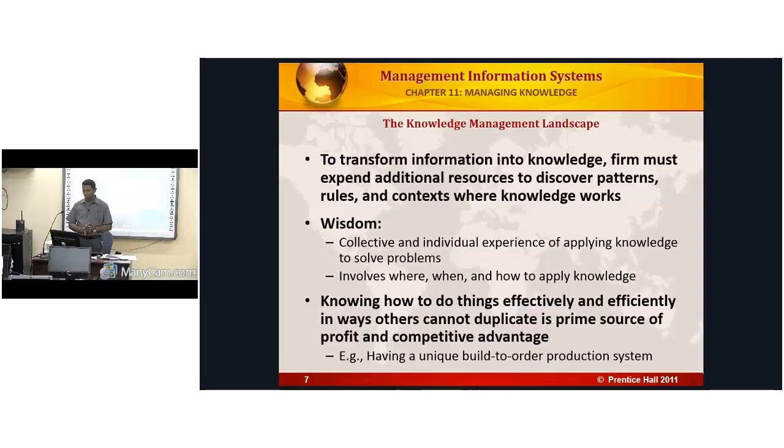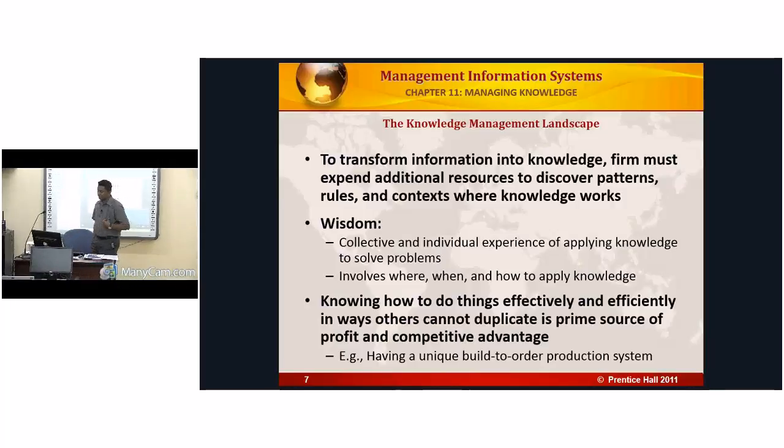To transform information into knowledge, firm must expend additional resources to discover patterns, rules, and context where knowledge works. So you might have a wisdom, collective and individual experience of applying knowledge to solve problems. So it involves where, when, and how to apply knowledge. So knowing how to do things effectively and efficiently in ways others cannot duplicate, prime resource of profit and competitive advantage.